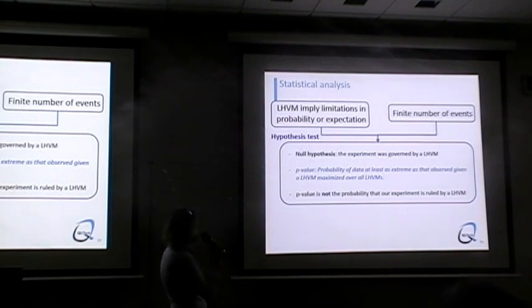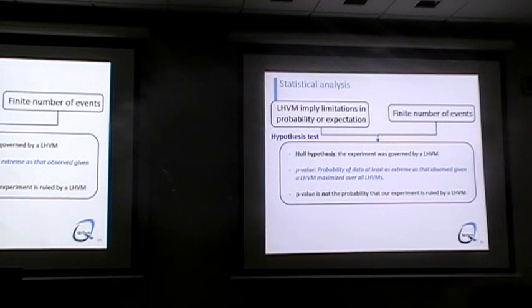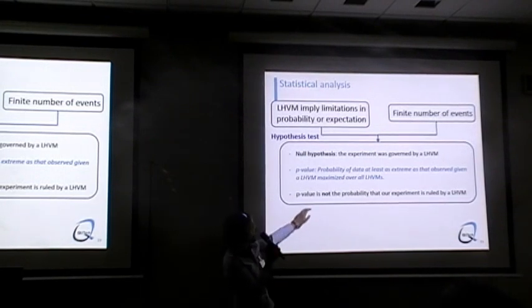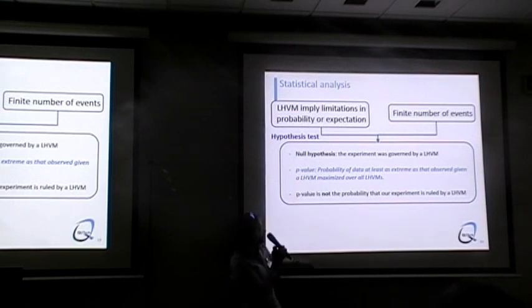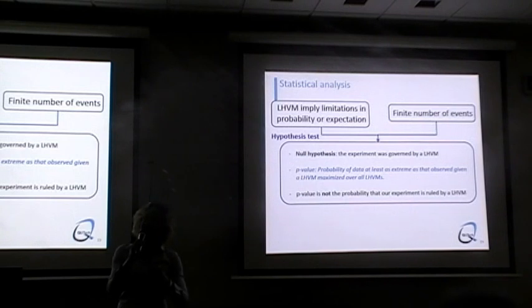So a Bell experiment is essentially a hypothesis test, where the hypothesis to be rejected is the fact that the experiment is governed by a local hidden variable model. And statistical confidence can then be, like in any hypothesis test, defined by something called the p-value, which is the probability of observing data at least as extreme as the one observed.